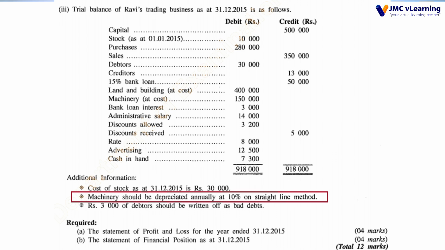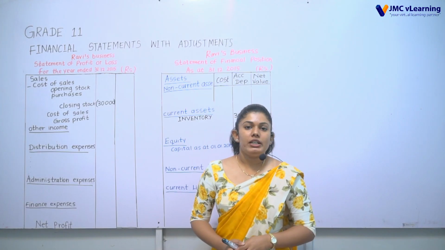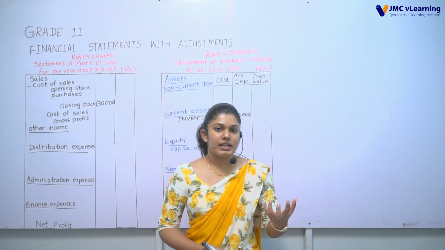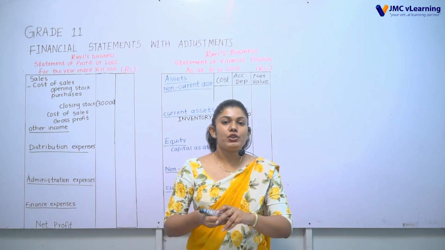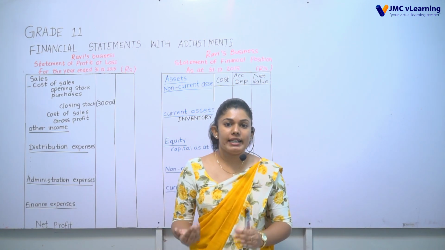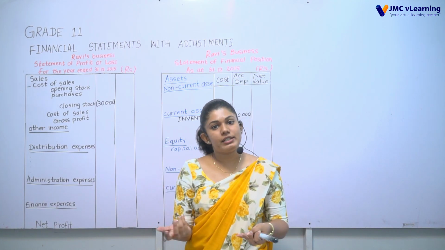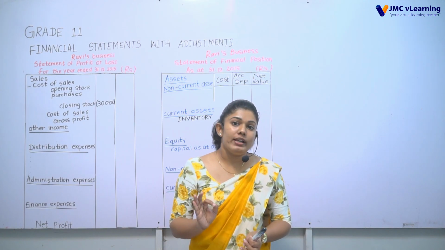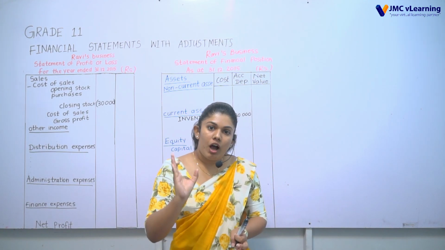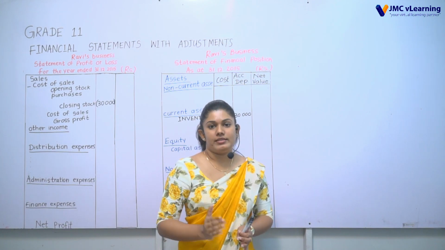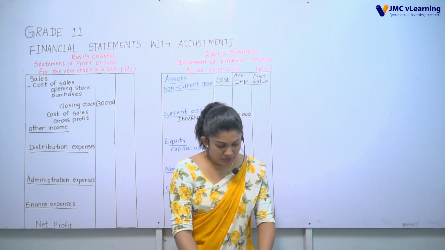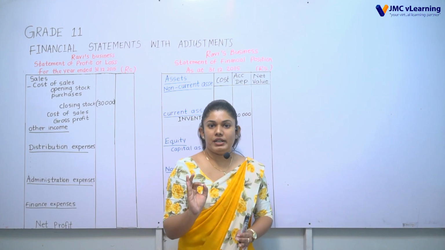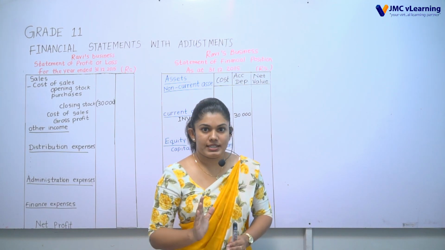Machinery should be depreciated annually at 10% on the straight line method. Machinery should be depreciated by 10%. This is a working. Whenever you are calculating depreciation, bad debts, interest or something that involves a calculation, you have to show how you obtained your answer. Therefore, this depreciation adjustment you have to show under workings.